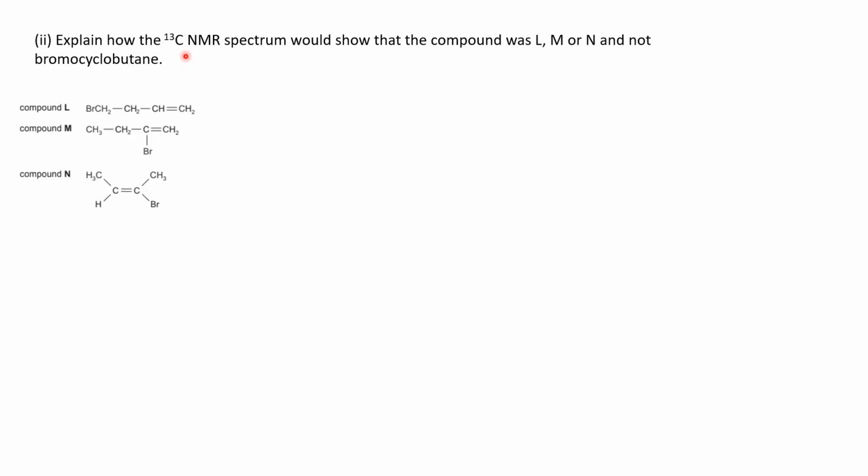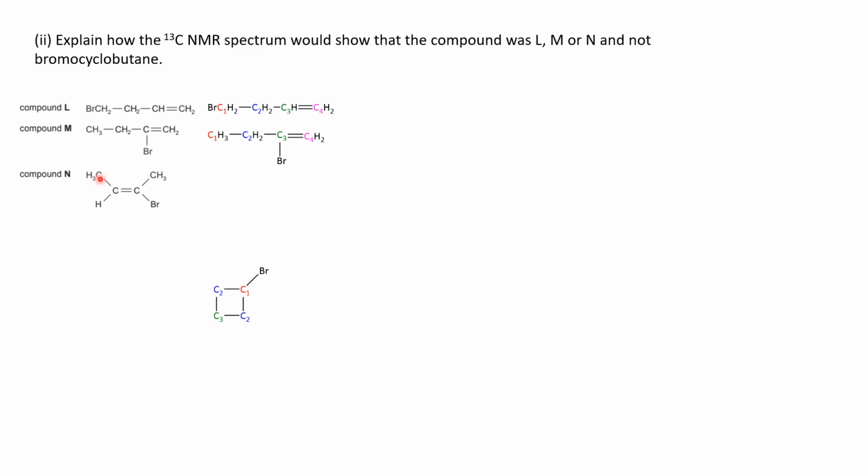Now moving to carbon-13 for the same set of L, M, and N compounds. But how would carbon-13 distinguish these from bromocyclobutane, which is right there? Okay, well, let's just look at how many different types of carbon there are. In compound L, you've got 1, 2, 3, 4 different types of carbon. Very distinctly different. Same thing for M. Here's the methyl group, there's the CH2, so those are different. Here's a carbon with a bromine, so that's different. And here's a carbon with a double bond, so that's different. So again, 4 types there.